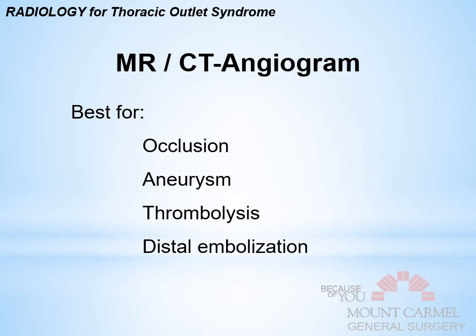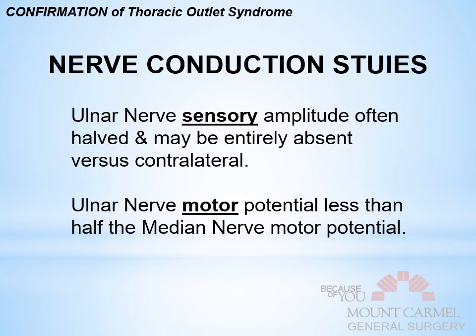You get an MR or CTA. This is best for monitoring, I guess, aneurysms and resolution of thromboses and things like that. It's not usually done as a first-line test. Ultrasound, if you look on the exam or whatever, is the best first test if they're having vascular compromise symptoms. If they're not, then nerve conduction studies make sense, so EMG.